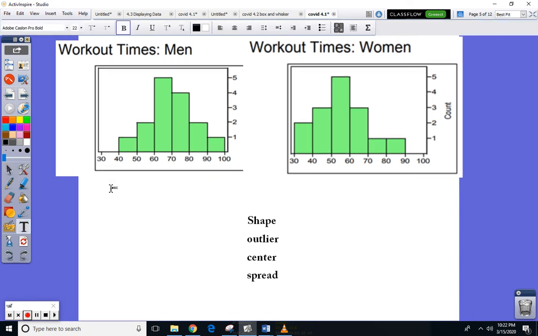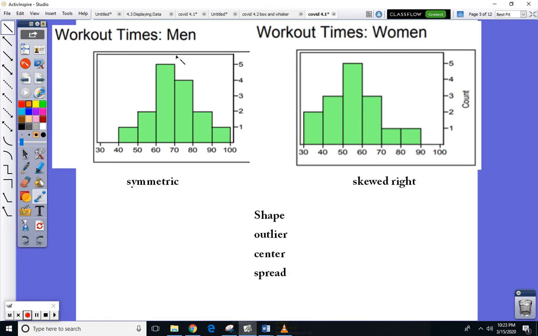Okay, let's see what you did. So shape over here, I hope you said this one is pretty symmetric. And because it is, it's pretty balanced out. It's not perfect, but it's pretty balanced out. Over here, this one is skewed. Which way is it skewed? Which way does the tail go if it's a dinosaur? Skewed right. The tail would come out over here. As far as outliers, there's no outliers on either of them. There's no gap and then another bar. There's no outliers. Center. All right, let's see if we can do center.